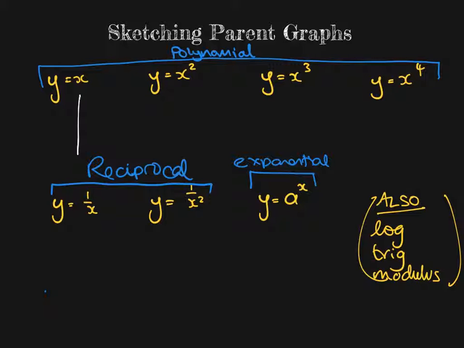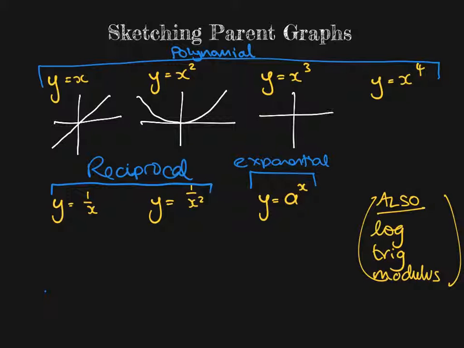The polynomials look like this. Y equals x, straight line through the origin. Y equals x squared, like a sort of bowl going through the origin, like that. Y equals x cubed, which is, when I draw it, I imagine like a negative quadratic and then a positive quadratic going through the origin there. And y equals x to the 4, which looks a lot like y equals x squared, but it's flatter at the bottom. So it sort of flattens out more than x squared does.